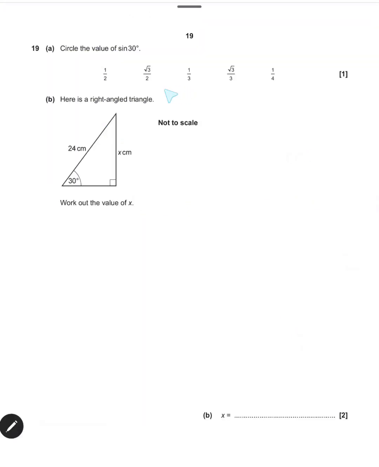Question 19, we've got some trigonometry to do, and this is non-calculator trigonometry. First part is just setting us up. It says, what's the value of sine 30? If you're on the non-calculator paper, it'll often be a half. So sine 30 is a half.